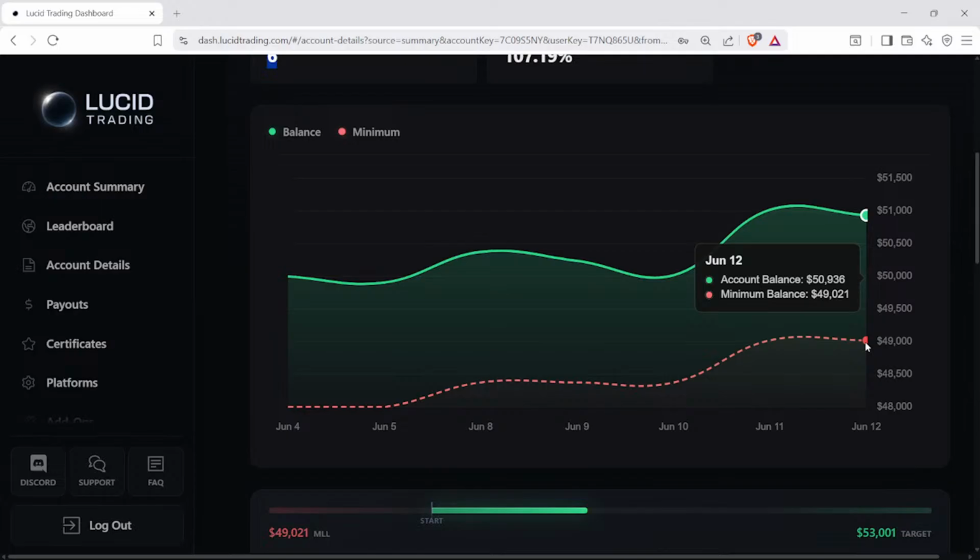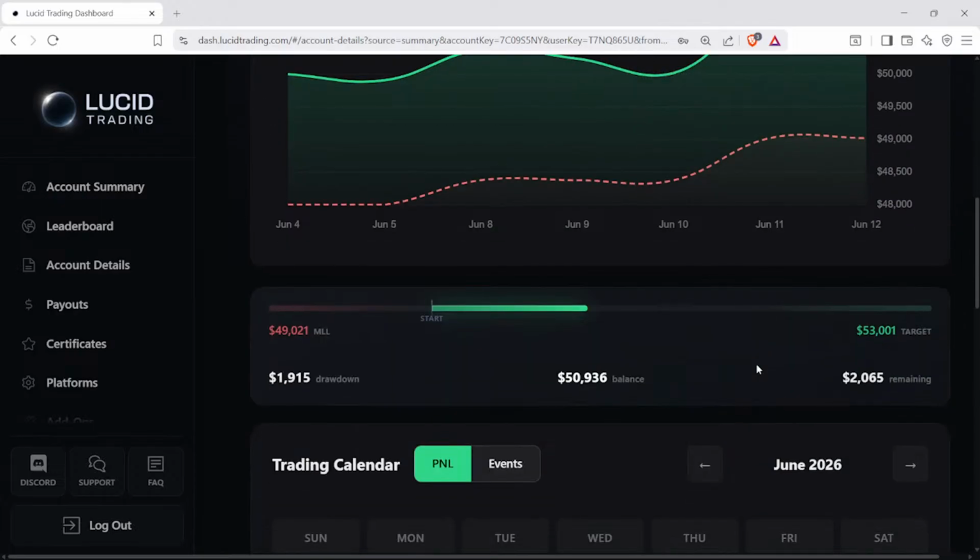It's 50,936 and 49,21. So my drawdown is less. It's 1915. It's not even 2,000. Again, just be aware of your drawdowns. Just be aware of your drawdown. I need 2,065 to pass the remainder.